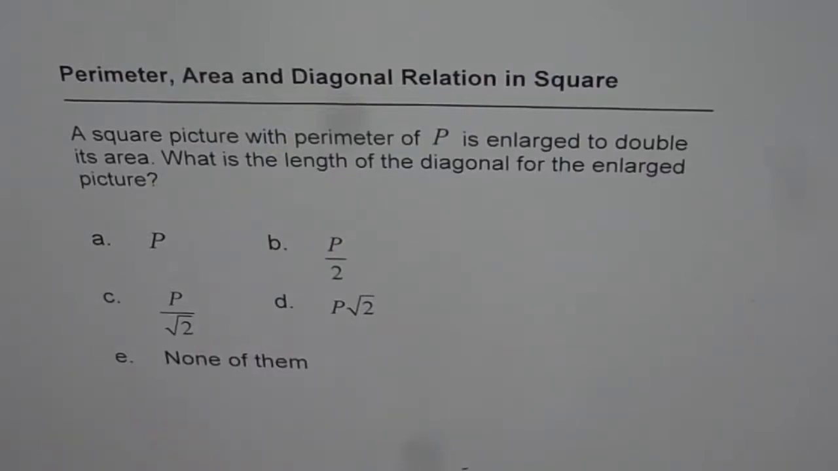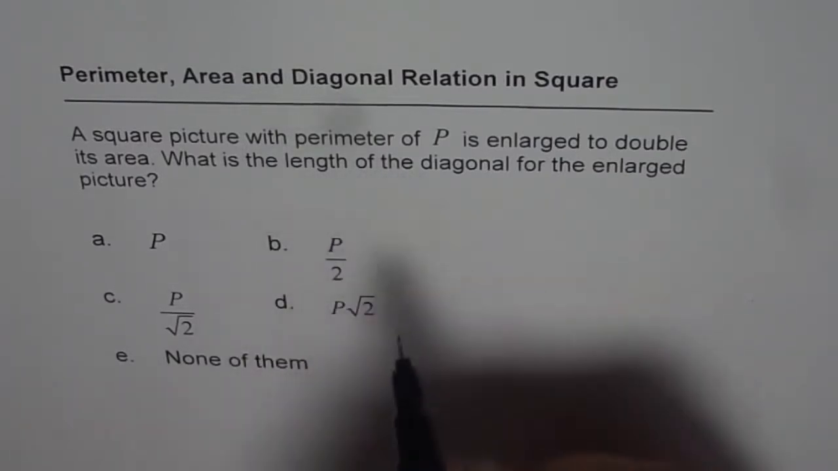Let us try to relate perimeter, area and diagonal of a square. A square picture with perimeter of P is enlarged to double its area. What is the length of the diagonal for the enlarged picture?